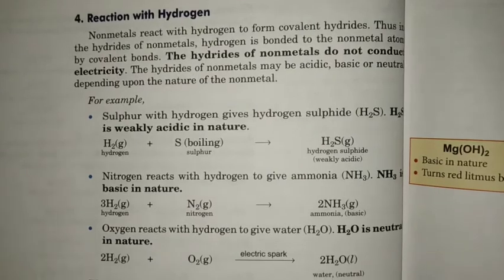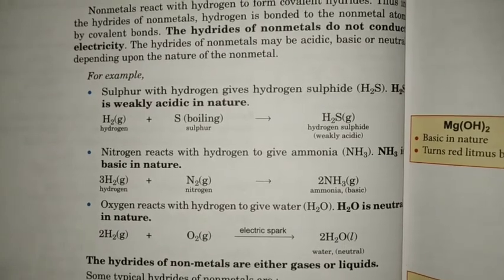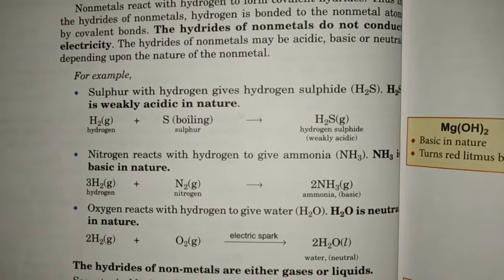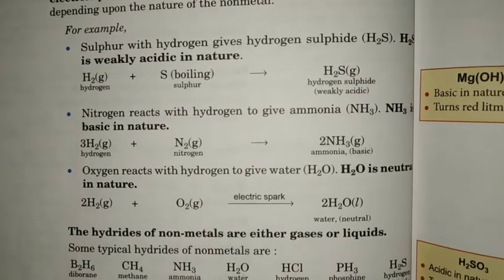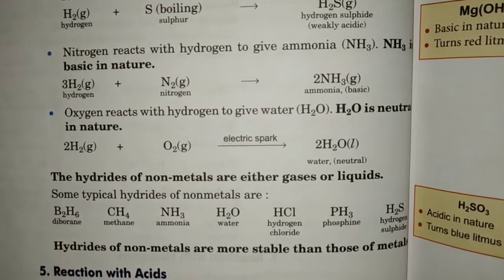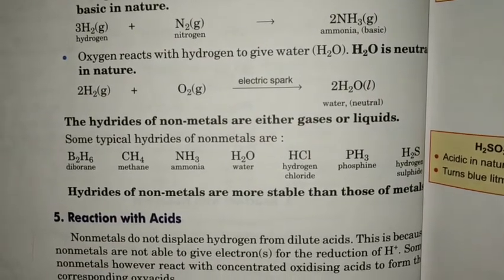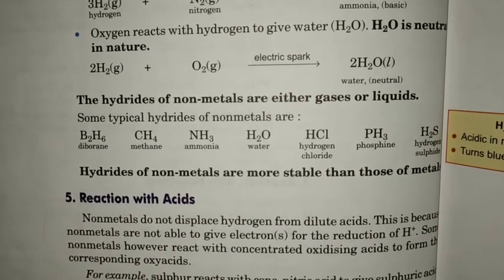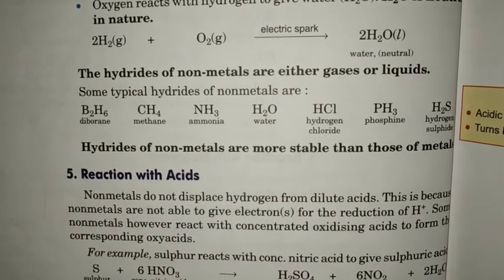See here, reaction with hydrogen. Non-metals react with hydrogen to form covalent hydrides. H2 plus S forms hydrogen sulfide, which is a covalent hydride. H2 plus N2 gives NH3, that is ammonia, which is basic in nature. H2 plus O2, if you give an electric spark, forms water, which is neutral. Some hydrides of non-metals are either gases or liquids: methane is a gas, ammonia is a gas, water is a liquid. Hydrides of non-metals are more stable than those of metals.